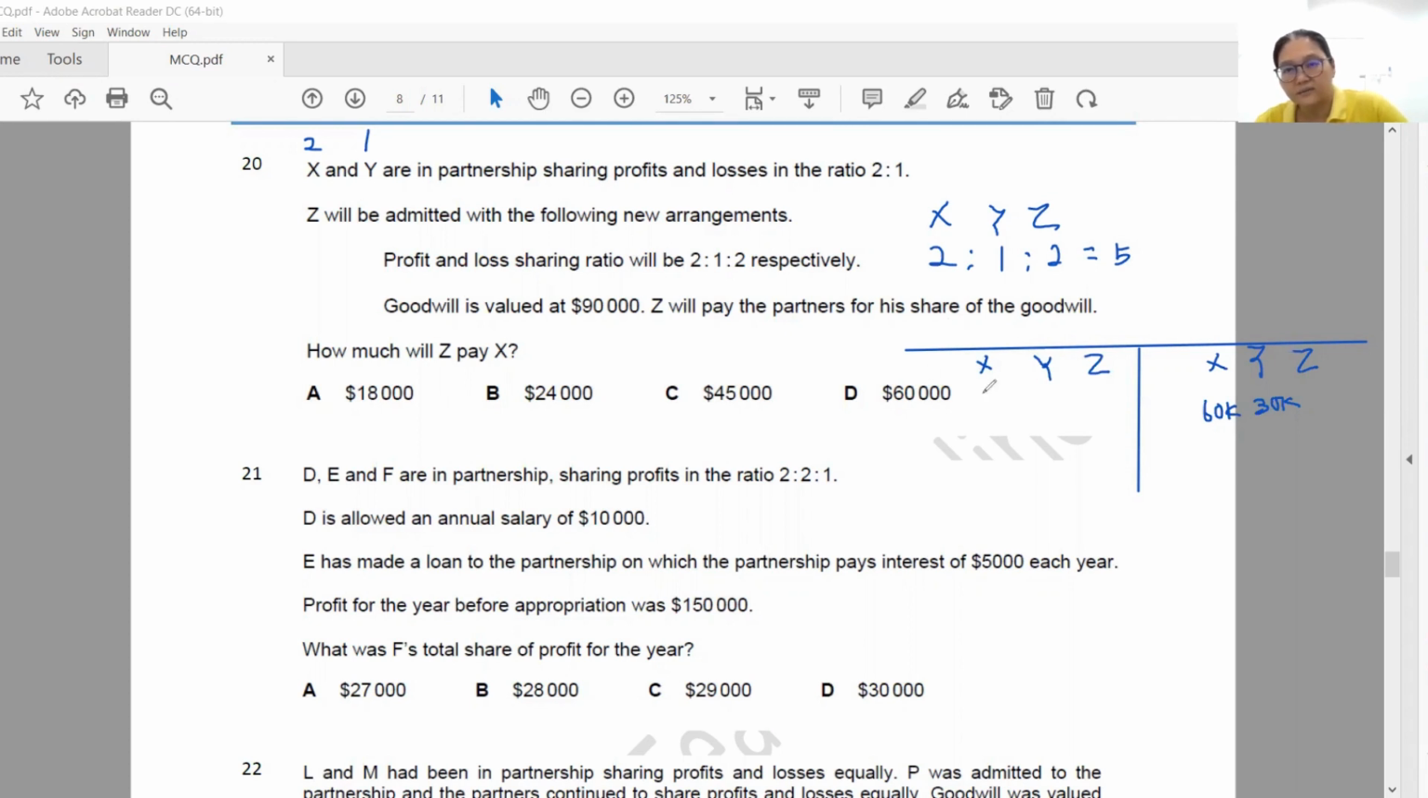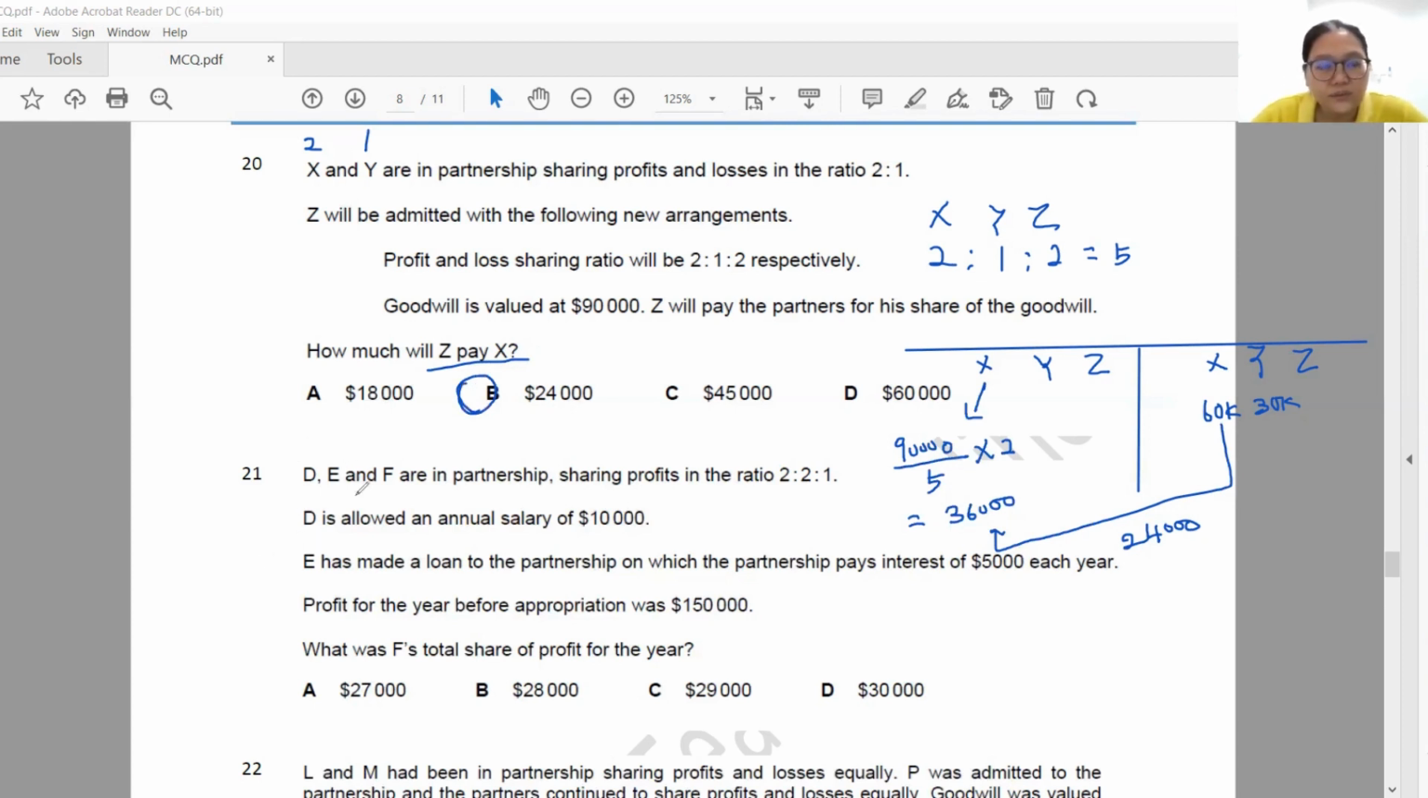Okay, and then for X, 90 divided by 5 times 2. So we will get 36,000. So this 36,000 compared with the creation, the difference is 24,000. So this 24,000 is what Z has to pay X, which is answer B.